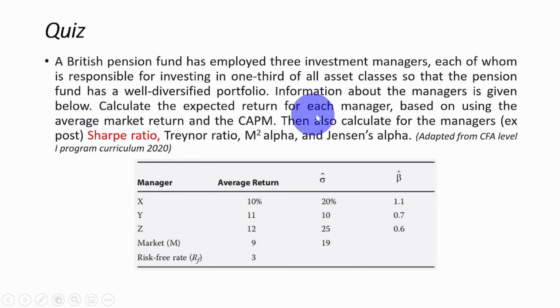Calculate the expected return for each manager based on using the average market return and the CAPM. That is not our concern. Then calculate the manager's ex post Sharpe ratio. So this is what we are going to compute using this information. These are the average return of the managers of portfolio X, Y, and Z, and the market portfolio. So we use this information to compute the Sharpe ratio.